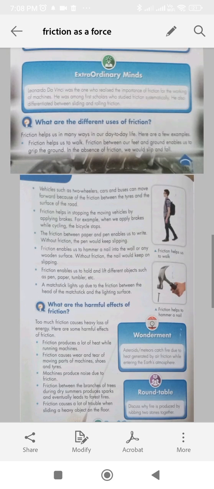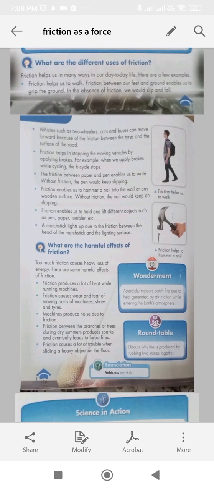Next page. Vehicles such as two-wheelers, cars and buses can move forward because of the friction between the tires and the surface of the road. Friction helps in stopping moving vehicles by applying brakes. For example, when we apply brakes while cycling, the bicycle stops. The friction between paper and pen enables us to write. Without friction, the pen would keep slipping.